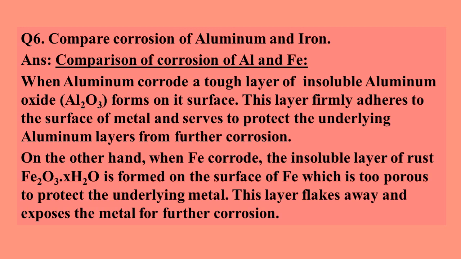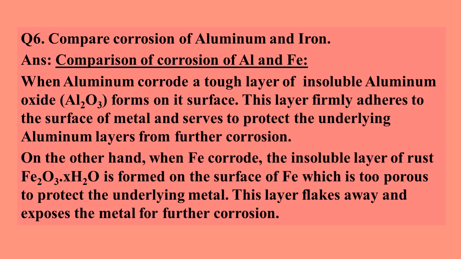Question number 6 from think tank. In this question, we have to compare the corrosion of aluminum and iron. When aluminum corrodes, it forms a tough layer of insoluble aluminum oxide, Al2O3, on its surface. This layer firmly adheres to the surface of metal, means it sticks very firmly, very strongly on the surface of the metal, and thus it protects the metal from further corrosion.